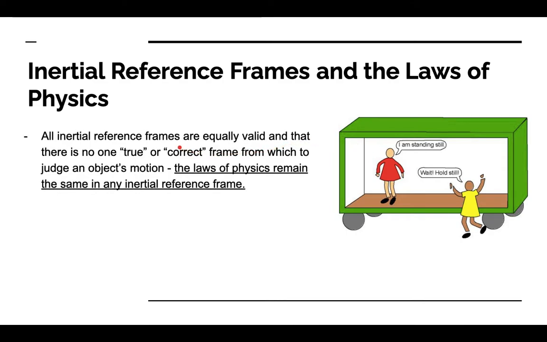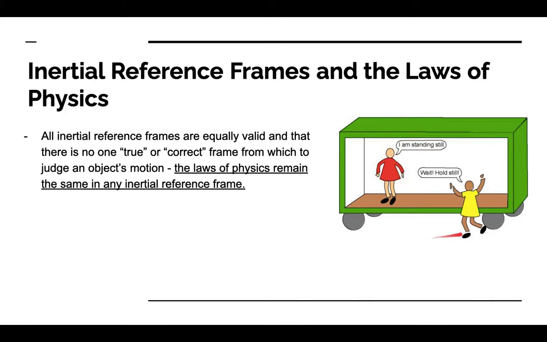All inertial reference frames are equally valid, and there is no one true correct frame from which to judge an object's motion. What we mean by this is that both opinions here are not really opinions, but actual facts. And each fact is equally valid based on the reference frame that the person is in. So the person in red says that they are at rest and standing still because on the train they're not moving. This is a valid opinion because relative to the train, our person in red is standing still.